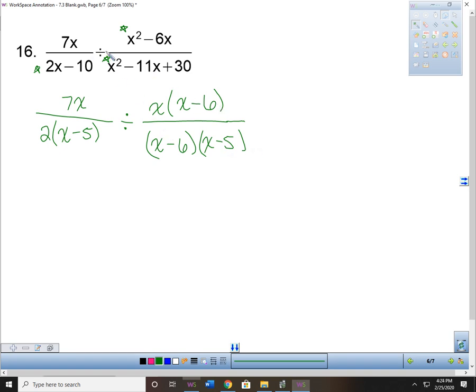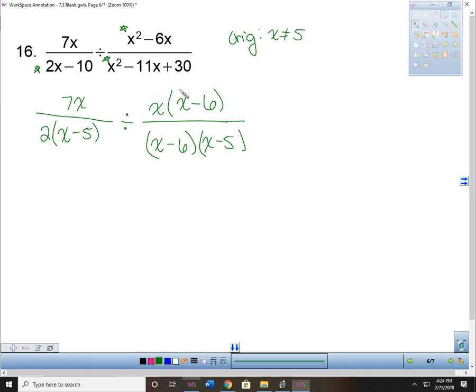So when I do multiplication alone, I just pay attention to both bottoms. When I do division, I have to pay attention to all three spots. So if I look at this, I have x minus 5. So if I set that equal to 0, x cannot be 5.